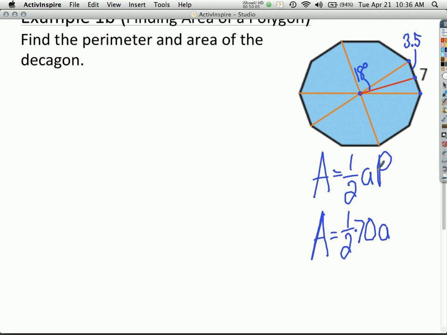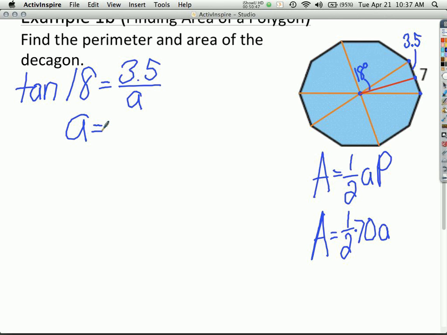So now what can we do? Put it all together, Kayla. Go ahead. Beautiful. Very good. Tangent of 18 is going to equal 3.5 over A because we're looking for the apothem. Give me a thumbs up when you got the apothem. Two people got it already. That's good. Put your thumbs down. Give you another moment.